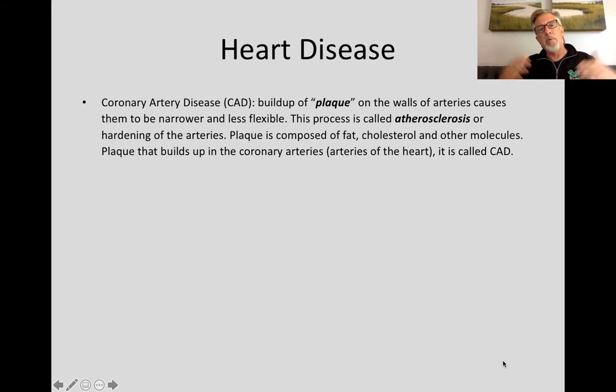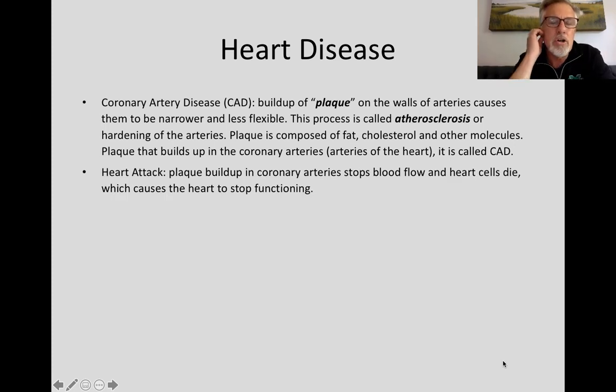And plaque can build up all over the arteries of the body. One of the big problems that coronary artery disease causes is high blood pressure, because when the arteries are less flexible, the pressure from the heartbeat is transmitted all the way to the capillary beds instead of the arteries expanding and reducing that blood pressure.